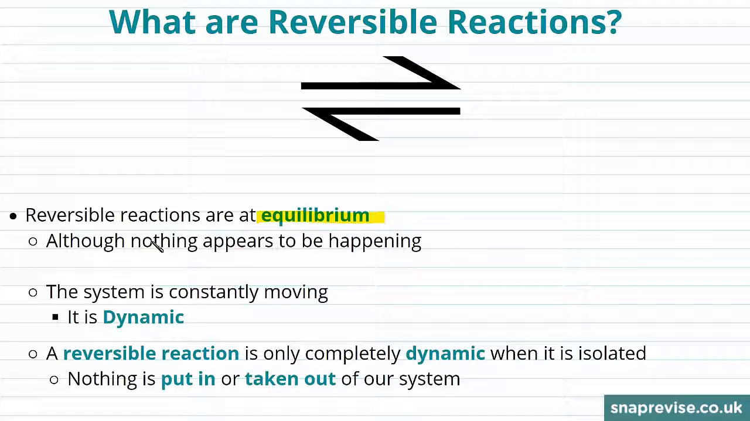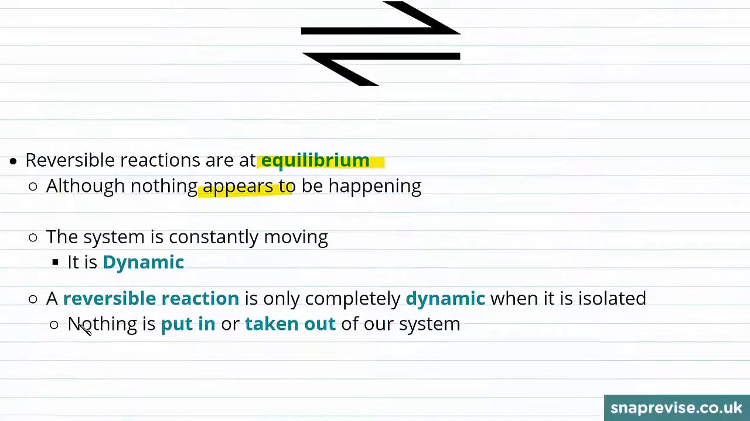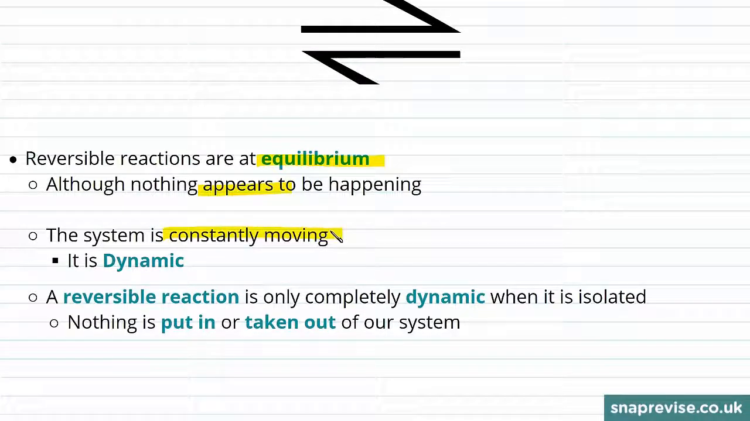Although nothing appears to be happening, the system is actually constantly moving. It is dynamic. And a reversible reaction is only completely dynamic when it's isolated. What we mean by that is nothing is put in or taken out of the system. It's a completely closed system, and that's an important point.